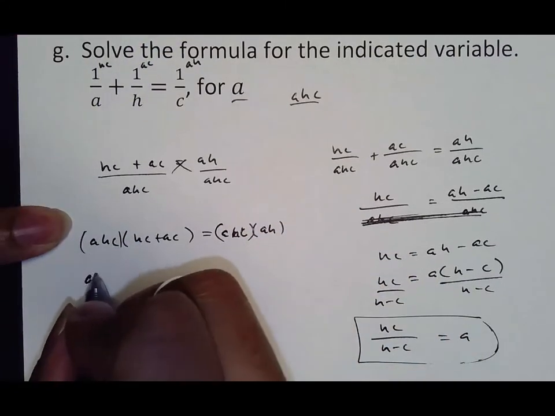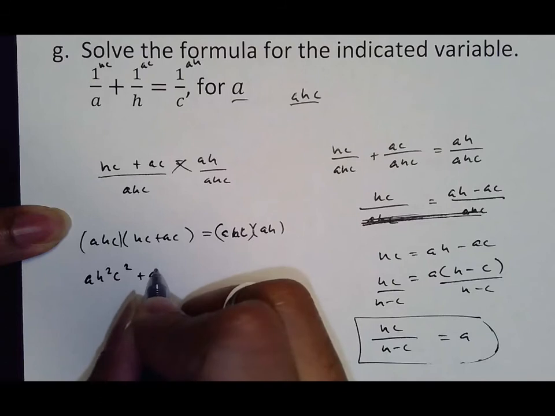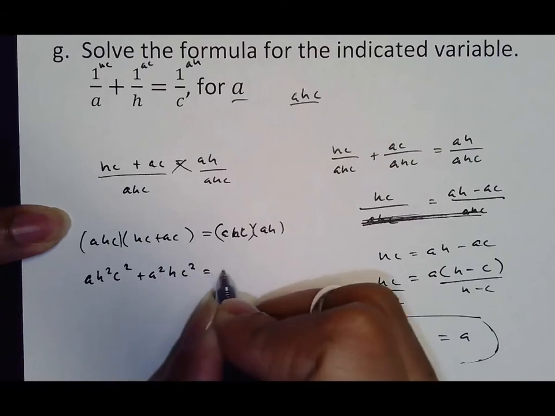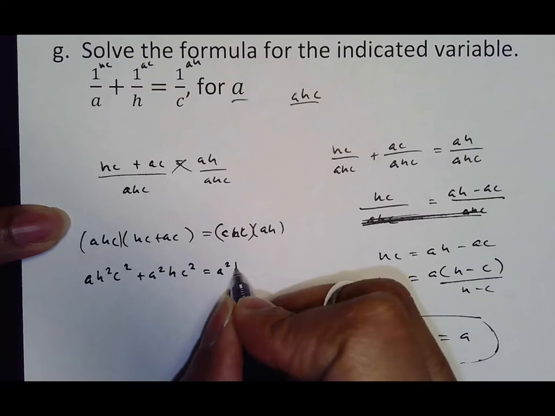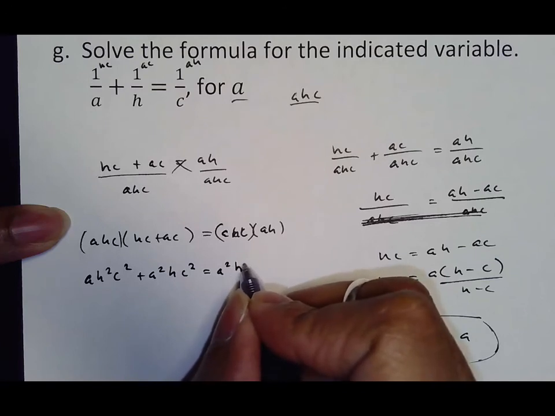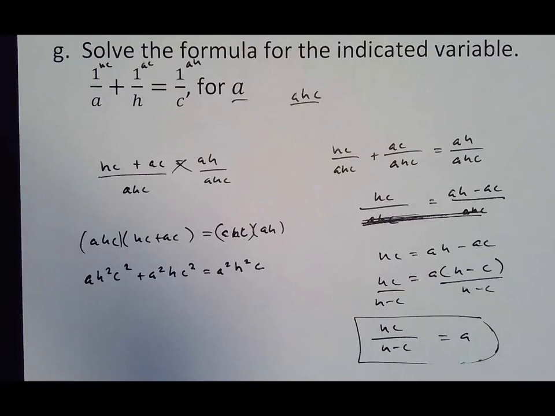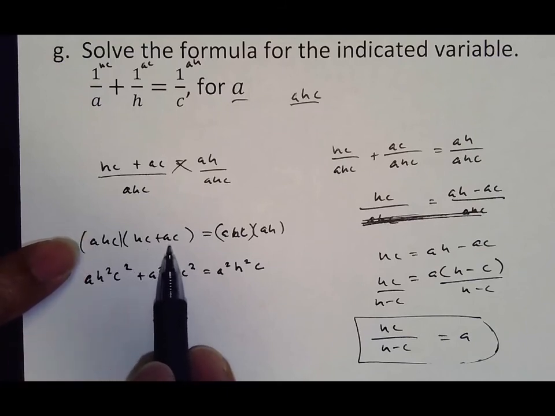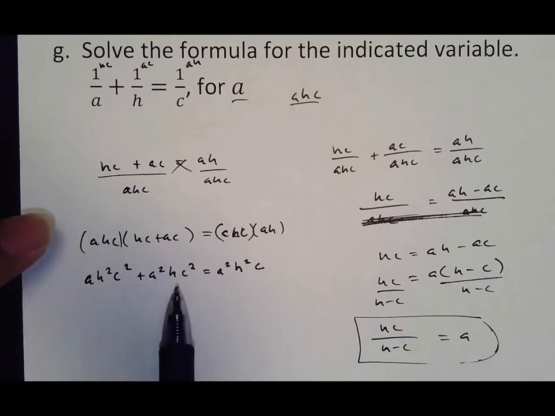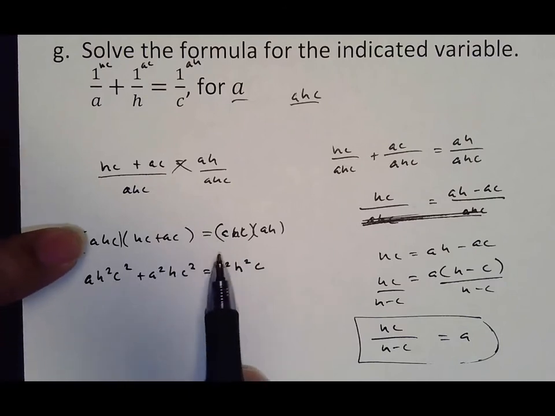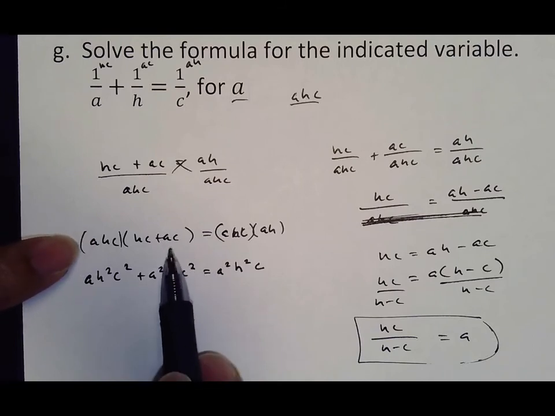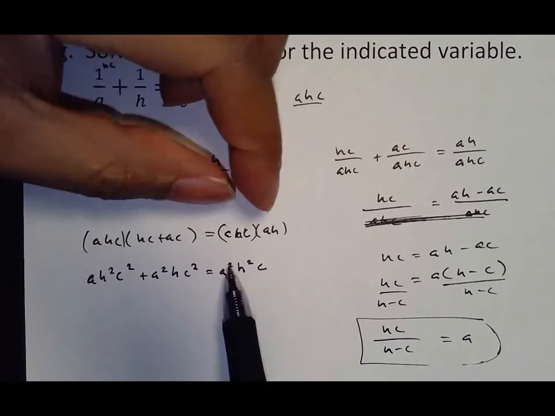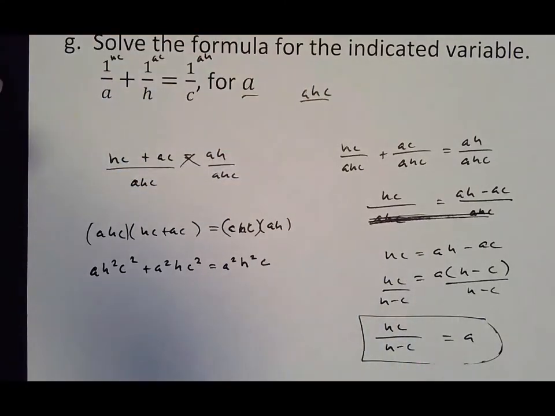Which means you end up with H squared C squared plus A squared HC squared equals A squared H squared C. Let me make sure that's right. That's distributing. 1 A, 2 H's, 2 C's. And I should put C first, but as long as I'm consistent with the order of A, H, and C, I'll be okay. This is going to be 2 A's, 1 H, 2 C's. This is going to be 2 A's, 2 H's, 1 C.